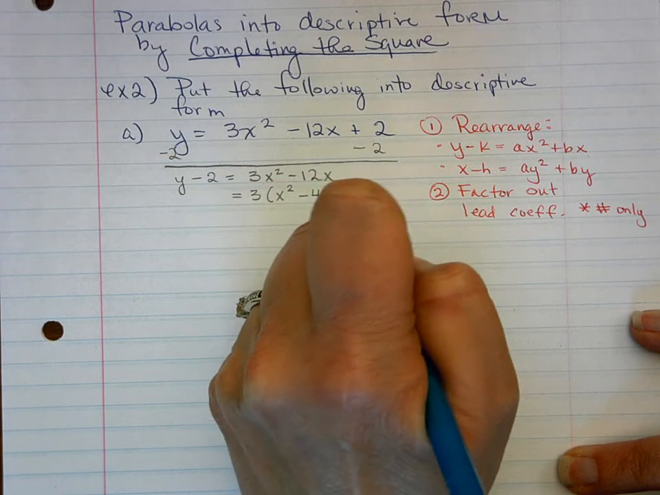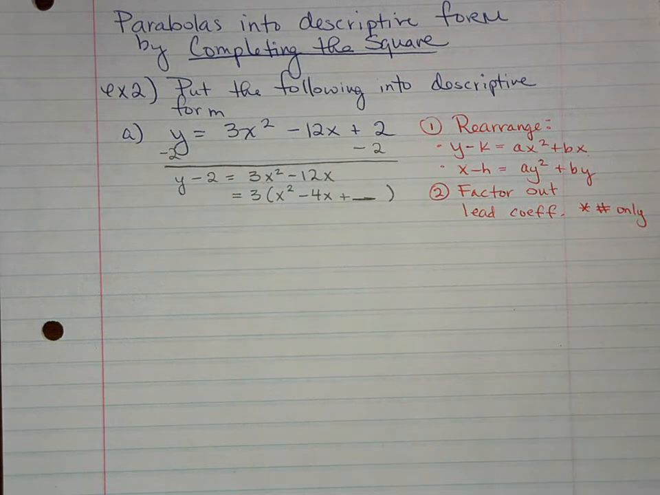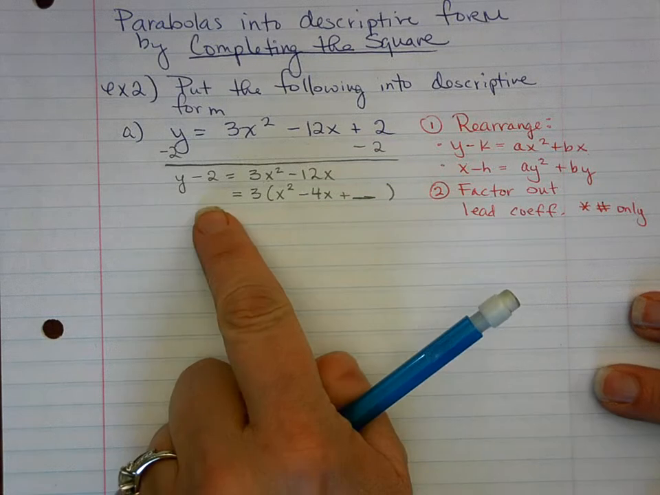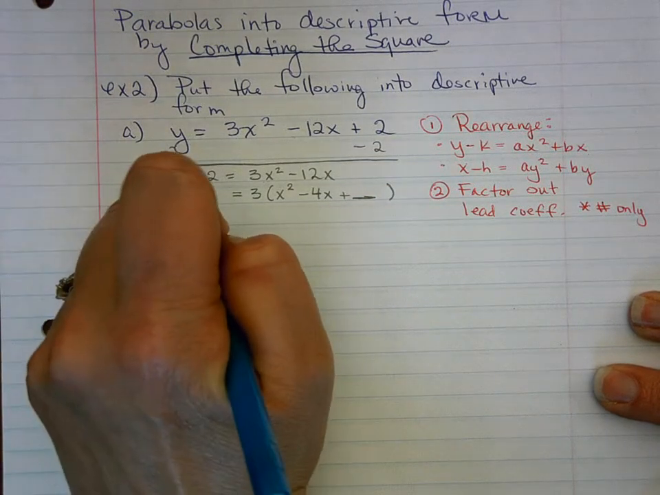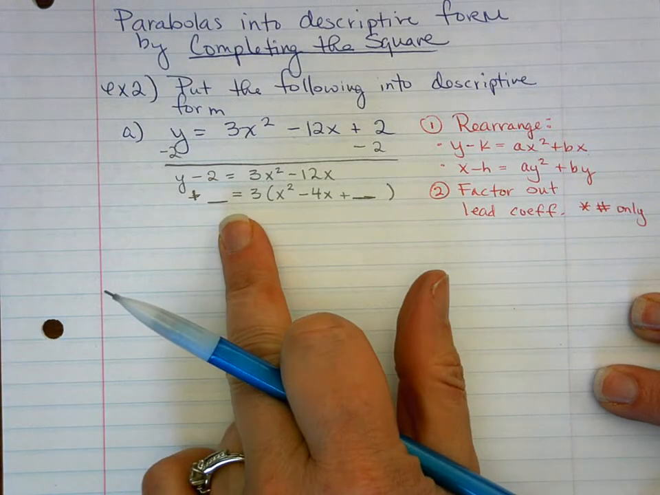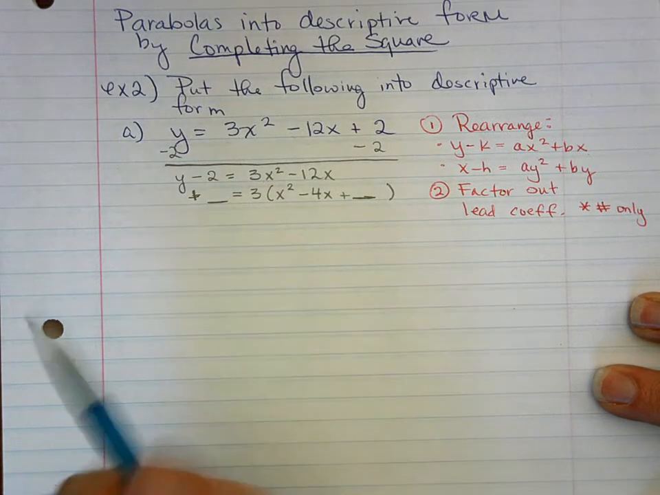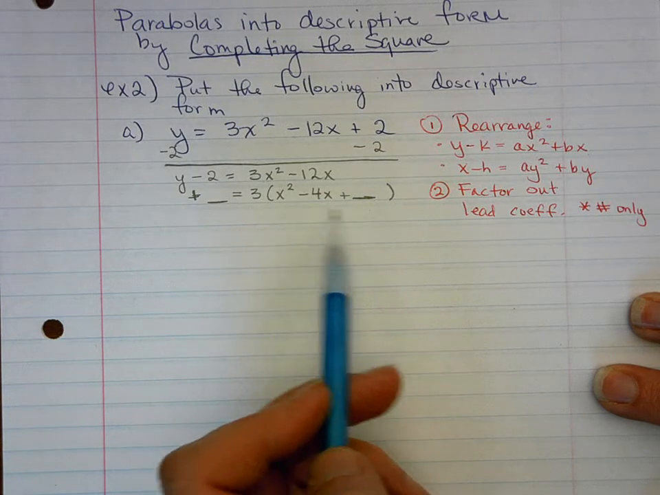And then because I'm trying to complete the square, I'm going to put a blank there because I need to figure out what number goes there. And whatever I add to this side, I'm also going to have to add to this side as well. So underneath this, I'm going to go plus and then put a blank, because whatever I add here, I have to add here. All I've done is pull out the 3, and I'm trying to figure out what constant I need to have a perfect square trinomial.